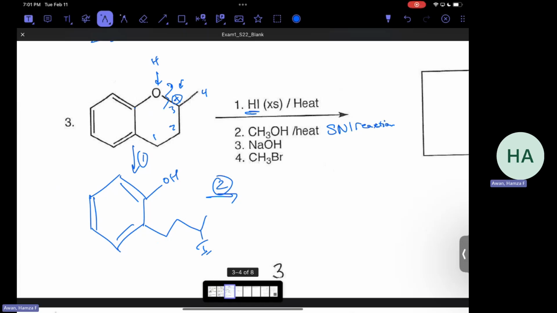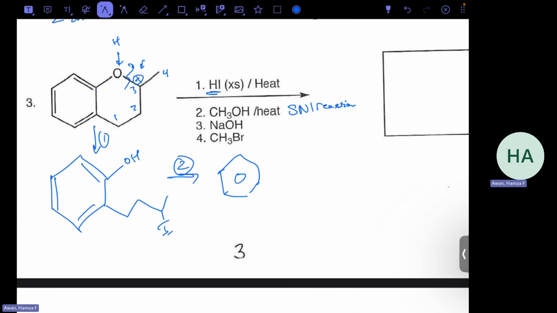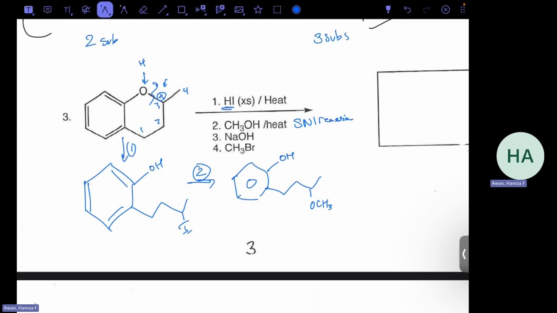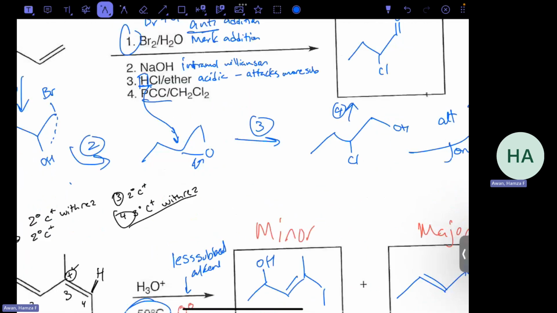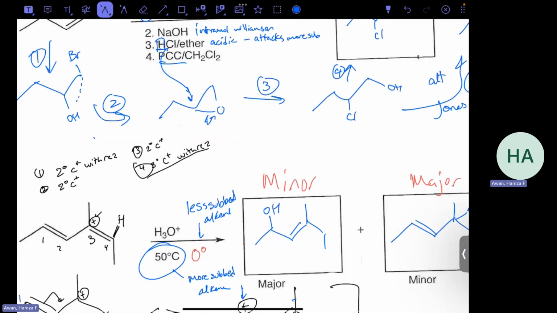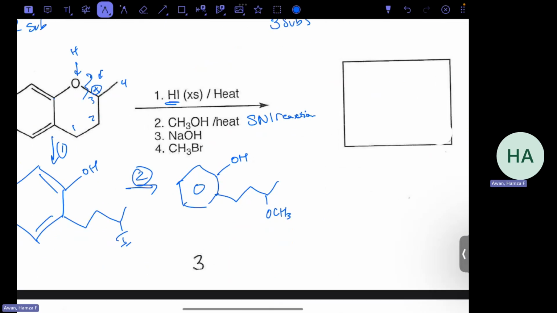So what we remember about SN1 is that it just takes out the halide and replaces it, right? So we'll draw our benzene ring, OH, and then we have our OCH3, right? This NaOH, again, is going to be a different kind of NaOH. Before, we had the intermolecular Williamson NaOH, which created the epoxide, but this oxygen is not going to be able to do that, right?